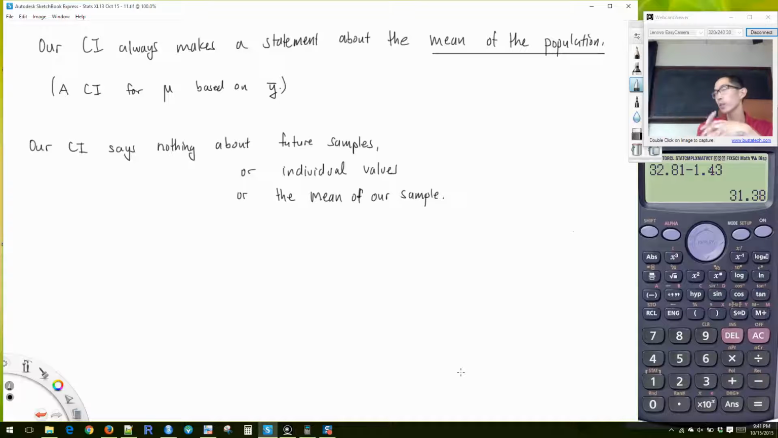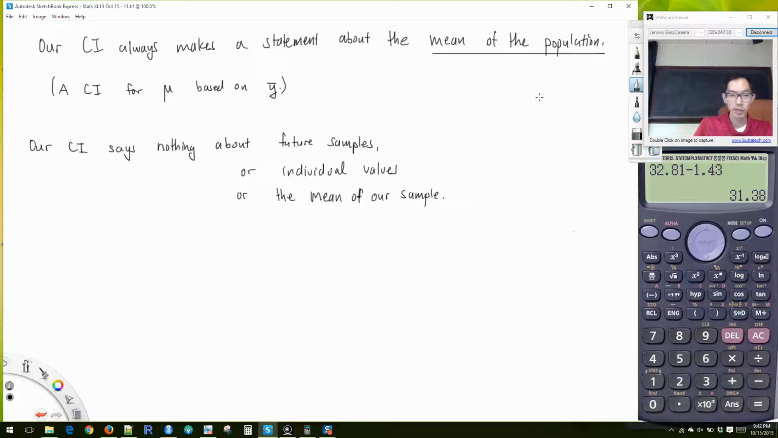And it says nothing about future values, like the next randomly selected monarch butterfly that I select. We can't make any statements about that, okay? This is just about the mean of the population, which is some unknown quantity to us that we are expecting to see, okay?